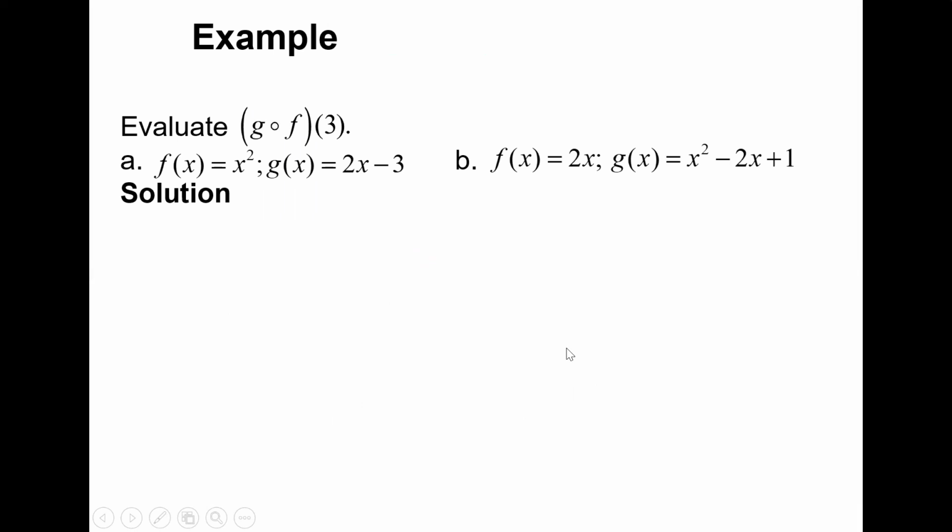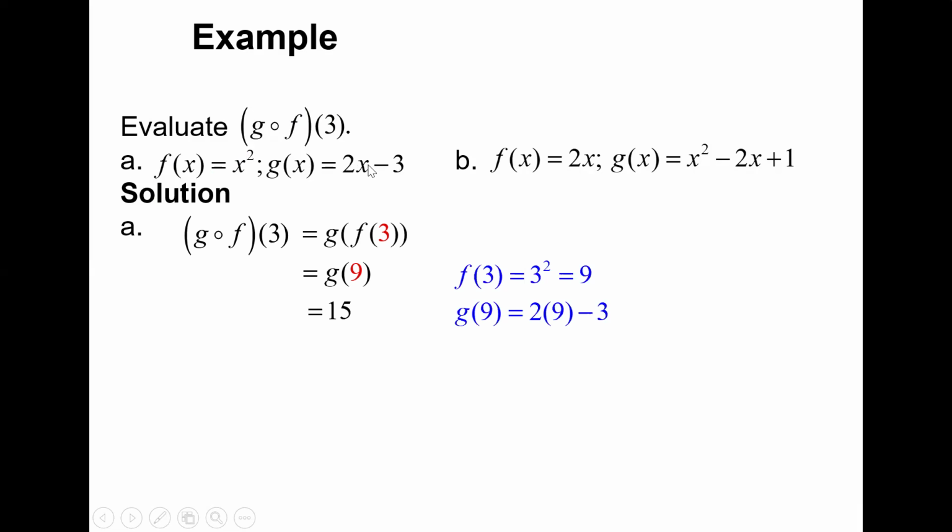So evaluate g of f of 3. f of x is equal to x squared, g of x is equal to 2x minus 3. If we're doing g of f, we need to plug 3 into x squared first. So we do f of 3 first, which gives us 9. Now we plug 9 into the x for g, and we have 2 times 9 minus 3, and that gives us 15. Okay, so that's how this works.